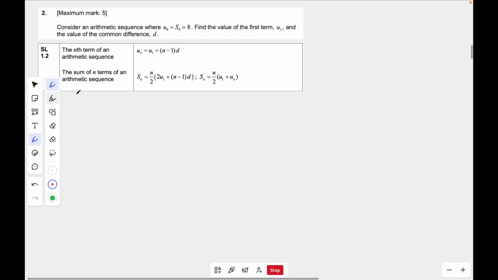Okay, so to solve this question, we have to make use of the following formula, which is provided in your formula booklet. As there are two different variables we have to determine, we will need to make use of simultaneous equations to solve this question. So let's set up the two equations based on the information we know.